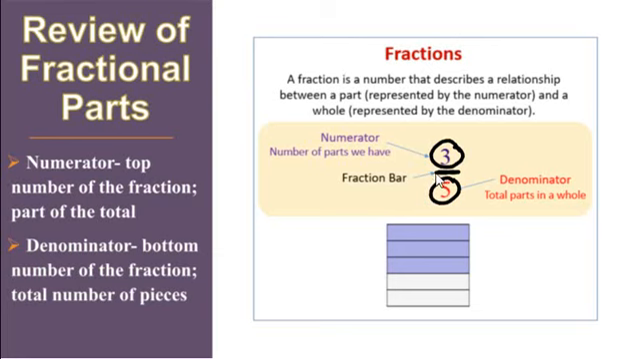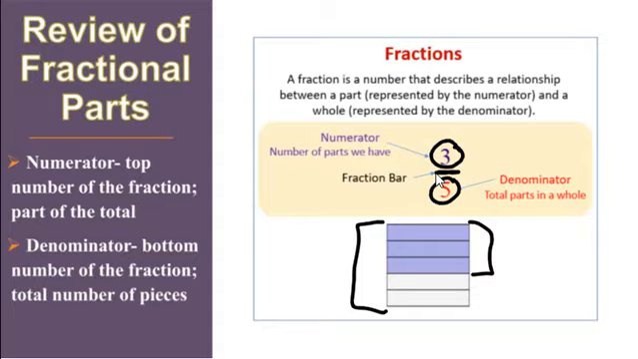And if we look at the picture down below, we have 5 total boxes. 3 of them are shaded in. So the part is 3 out of the total 5. So that's how you get 3/5.